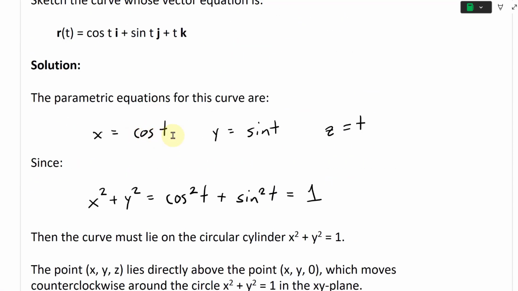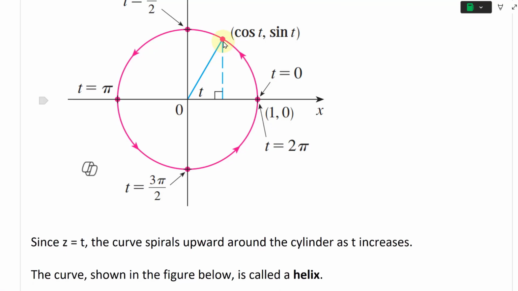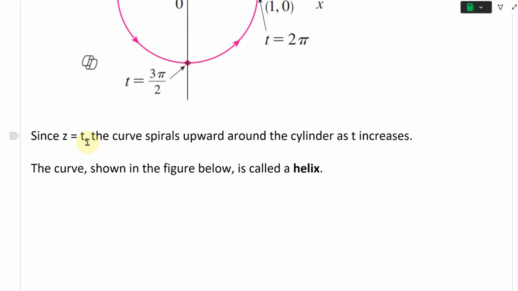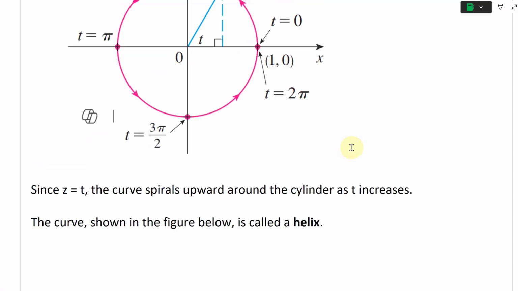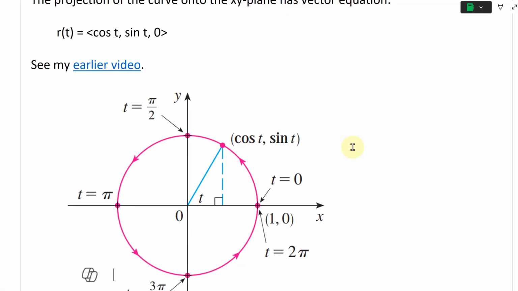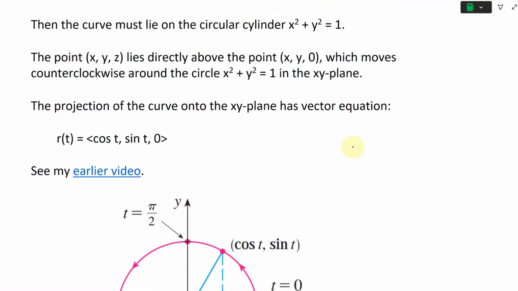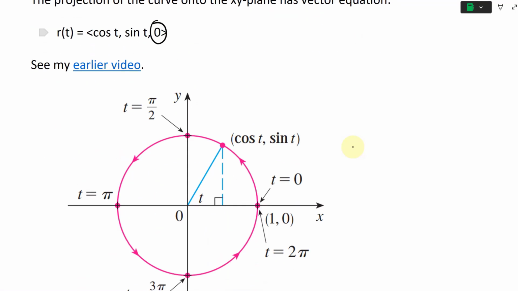Because x is cosine t and y is sine t, and then using the Pythagorean identity, this equals 1, x squared plus y squared, so then it's just a circle. So since z is equal to t, the curve spirals upward around the cylinder as t increases. Yes, because this is a projection onto it. This is when t is equal to 0, or when z is equal to 0. So when you set z equals to 0, it's just flat on it.